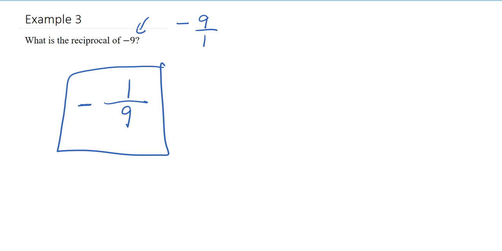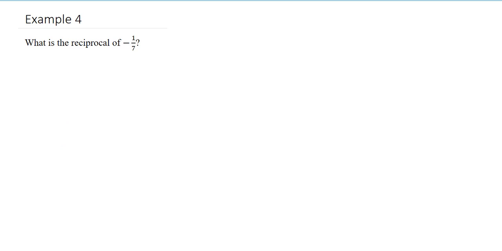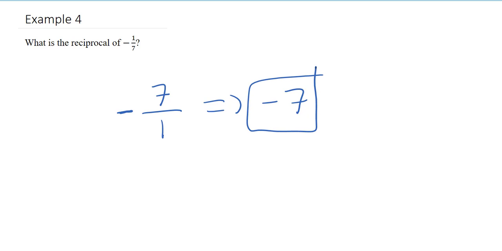Now let's do the next example. Example 4. What is the reciprocal of -1/7? Well, if we look at this, we're going to still keep our negative sign. We're going to put what's on the top to the bottom, so that's 1, and then bottom to the top is 7. So we have -7/1. We can go ahead and just say -7. And that would be our solution.